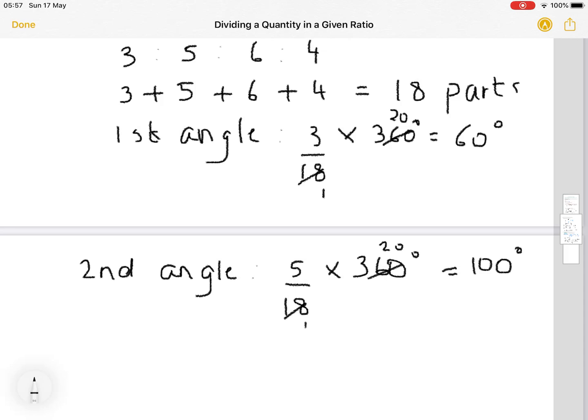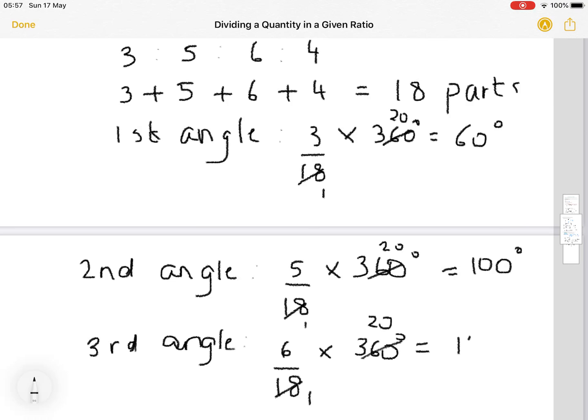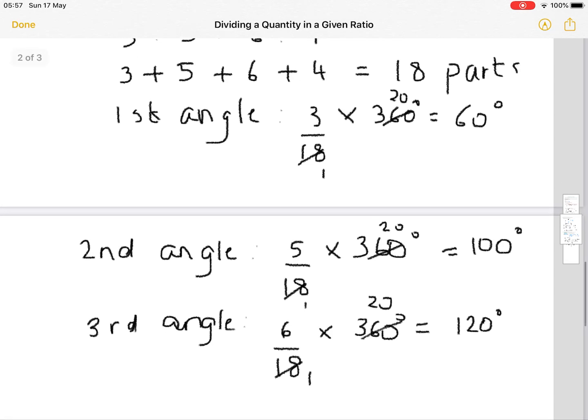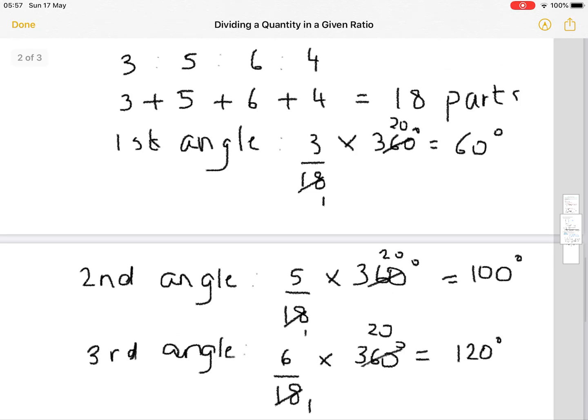Okay? The third angle. The third part of the ratio is 6 all over 18 of the 360 degrees. So 18 into 360 goes 20. 20 times 6, that is 120, and then that is the bigger part, all right? So it should be the bigger angle, and up till now it is.